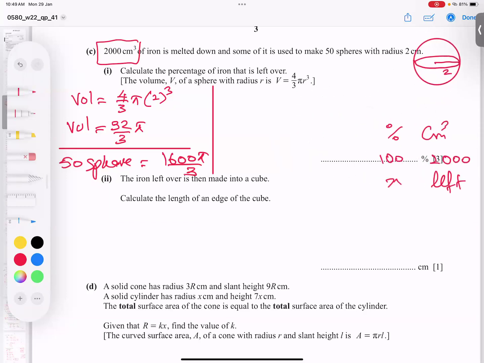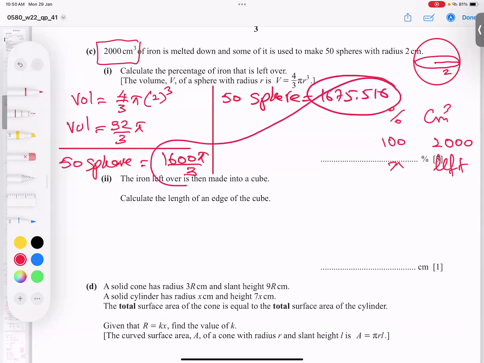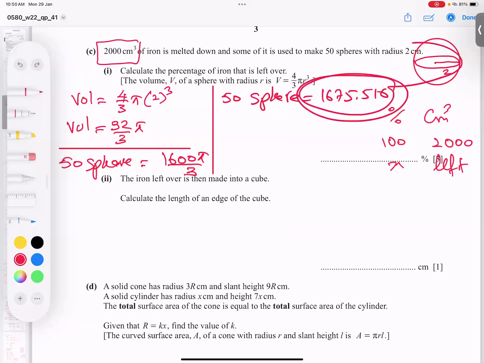So look here now. I am writing that this is a volume, and how much is it equal to? So what is the 50 sphere volume? The 50 sphere volume is coming in decimal 1675.516. Writing in this format or this format, both are the same. So total 2000 centimeter cube, but this much is converted into spheres.